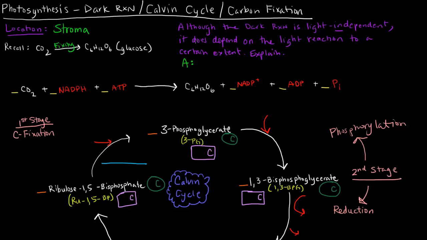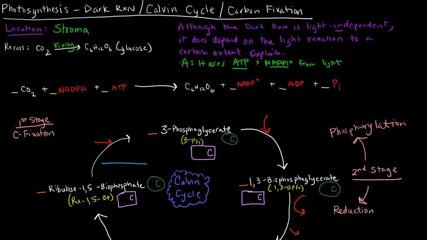So we said in a previous video that although the dark reaction is light independent, the dark reaction can occur in the dark. So even though it's light independent, it does depend on the light reaction to a certain extent. Why is that? The reason is because it uses ATP, right, and NADPH from the light reaction.